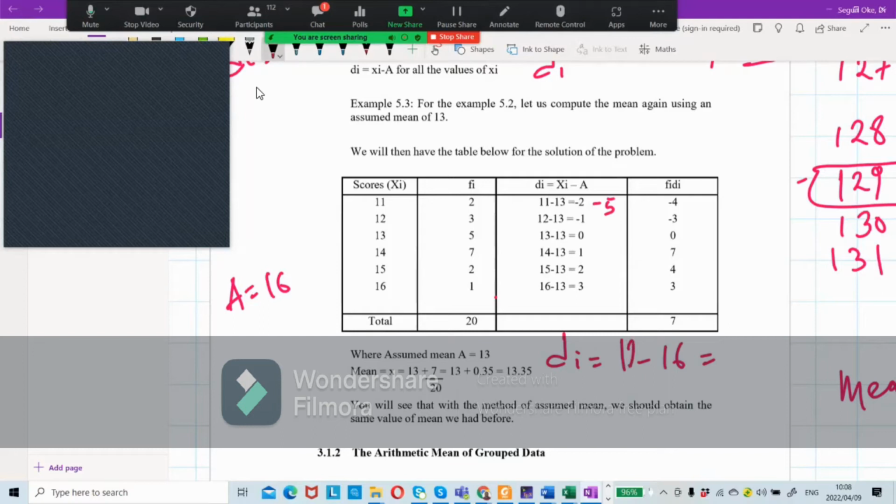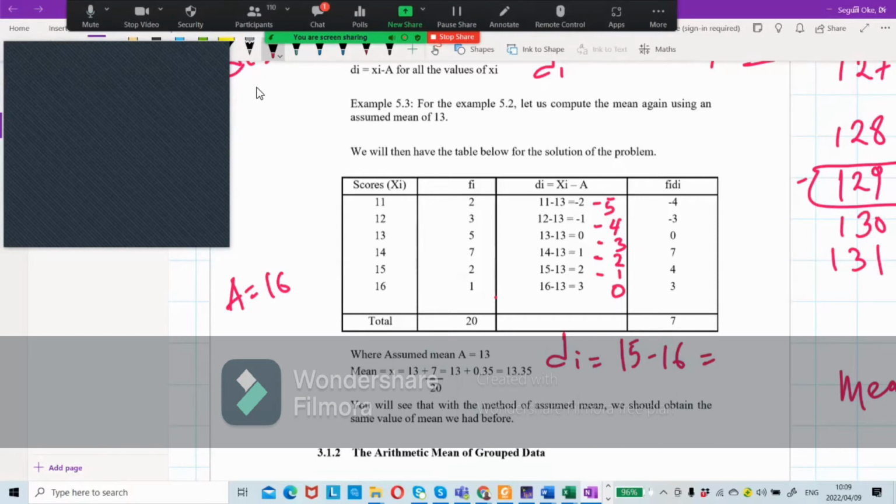12 minus 16, minus 4. Yes. 13 minus 16, minus 3. Then 14 minus 16, minus 2. Minus 1. And there's nothing like minus 0. 0 is 0.